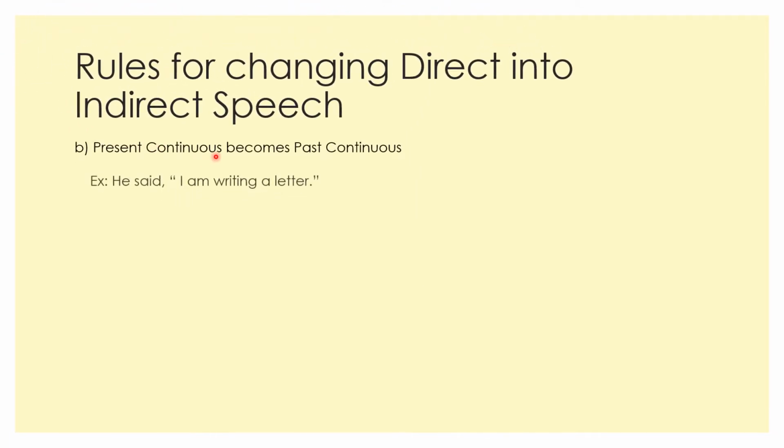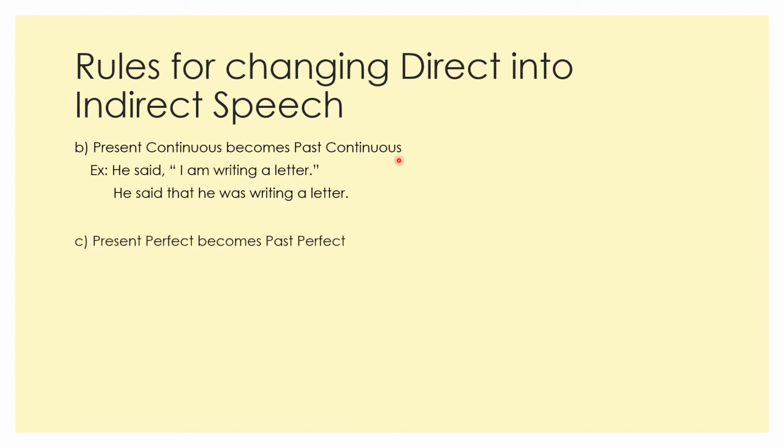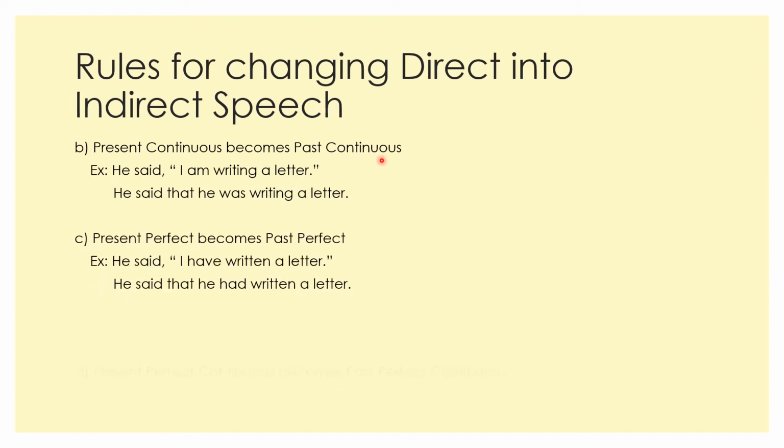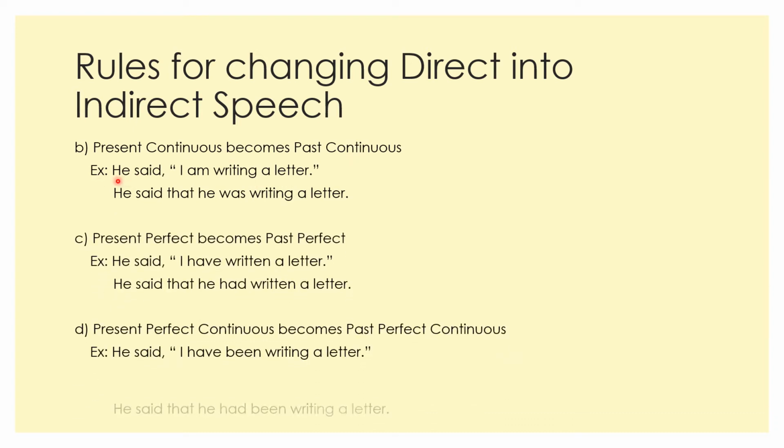Present continuous becomes past continuous tense in the indirect speech. Look at the following example. He said, "I am writing a letter." So this, am writing a letter, is in the present continuous tense. In the indirect speech, it will become: he said that he was writing a letter. It will become past continuous tense.